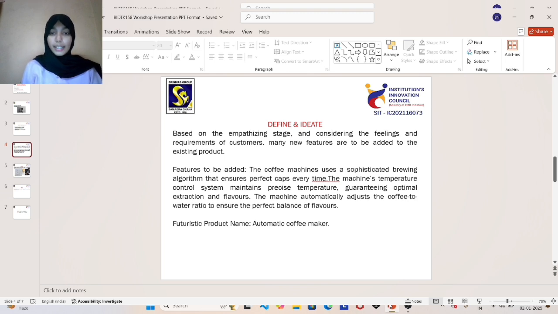Define and ideate. Based on the empathizing stage and considering the feelings and the requirements of the customers, many new features are to be added to the existing products.